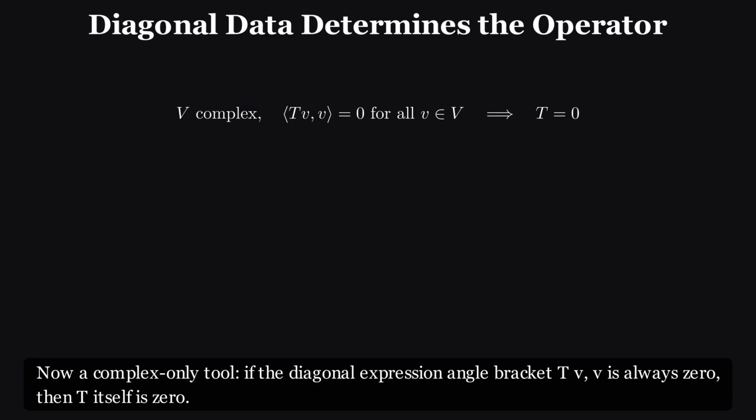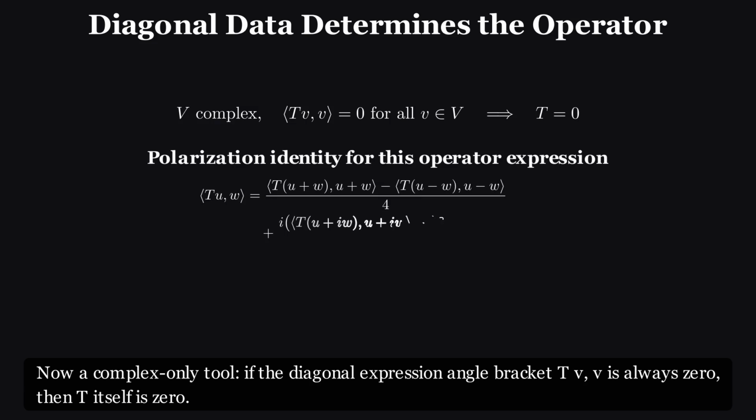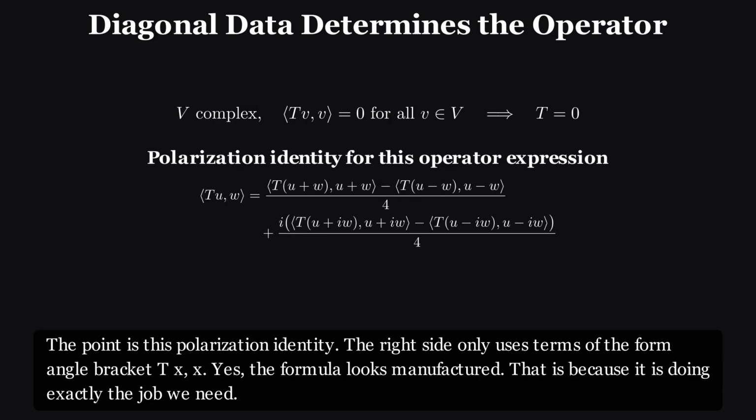Now a complex-only tool. If the diagonal expression angle bracket TV, V is always 0, then T itself is 0. The point is this polarization identity. The right side only uses terms of the form angle bracket TX, X. Yes, the formula looks manufactured. That is because it is doing exactly the job we need.